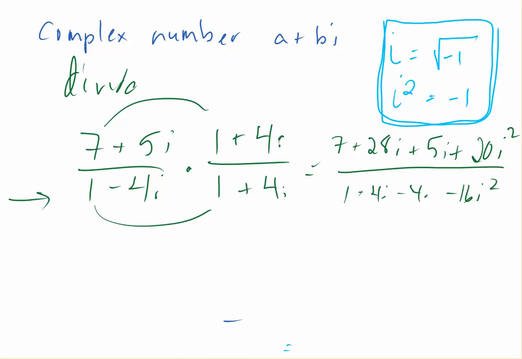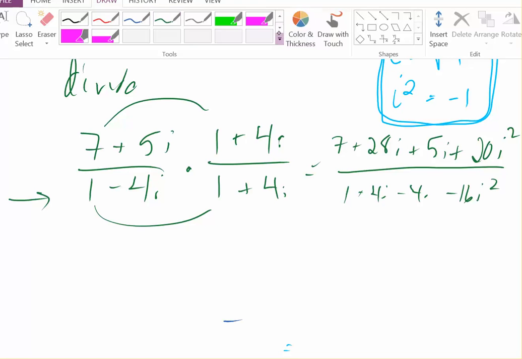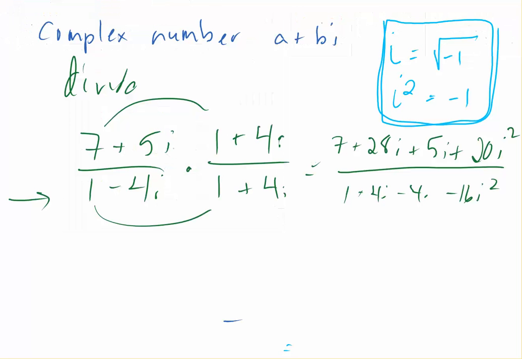Now we need to clean this up a little bit. I'm going to change my color so you guys can follow along. Okay, plus 4i minus 4i goes away. And that's why we multiply by the opposite here, so that happens. Remember, i squared is equal to negative 1, so negative 16 times negative 1 is actually positive 16. So 1 plus 16, we get 17 on the bottom.